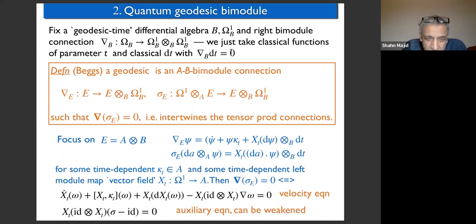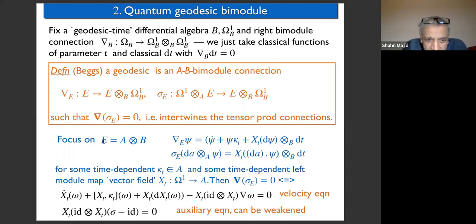Now it doesn't have to be; this whole concept generalizes vastly. You can do anything you like for B, but we're going to focus on the special case. So we suppose that we have an AB bimodule E, with B this particular trivial one, and A is our quantum space-time of interest. And nabla E, therefore, as I told you, goes like this, and sigma E goes like this. And we require that double nabla of sigma E is zero. So that's what I was discussing. So you have to ask yourself, what does that mean? Let's analyze what that means.